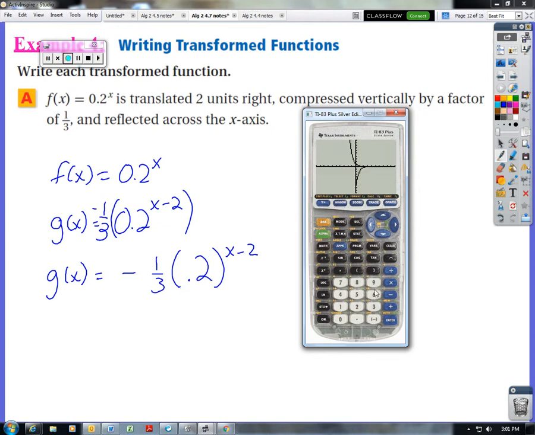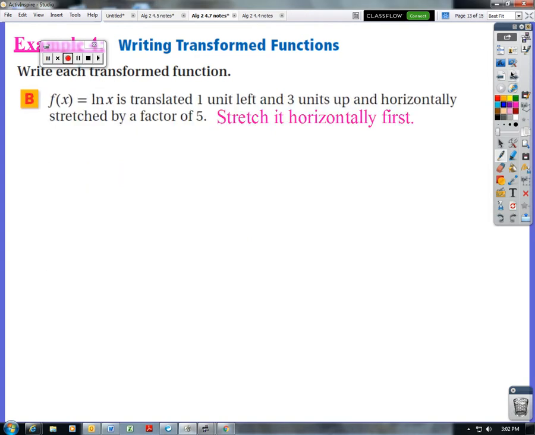Okay, well, it definitely got reflected over the x-axis. I can see that. It's a little hard to tell if it got compressed vertically, and it looks like it did indeed go to the right. Okay. I'm going to say it looks reasonable enough. Let's do the next one.